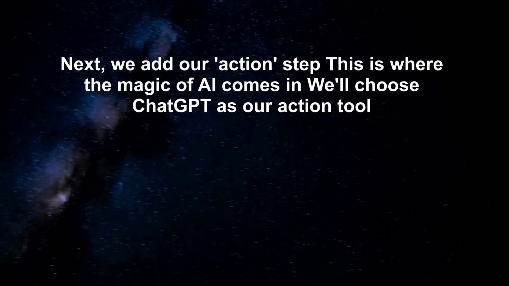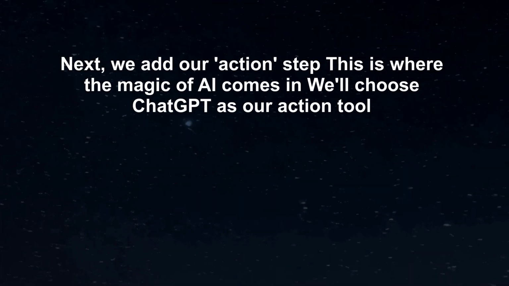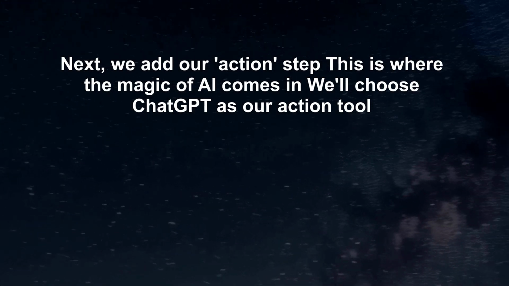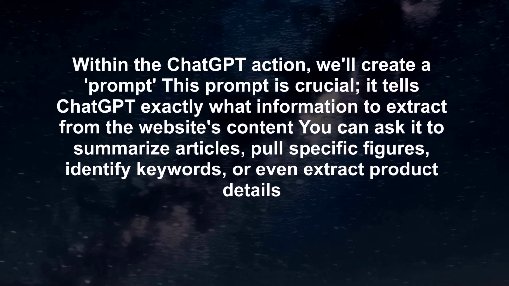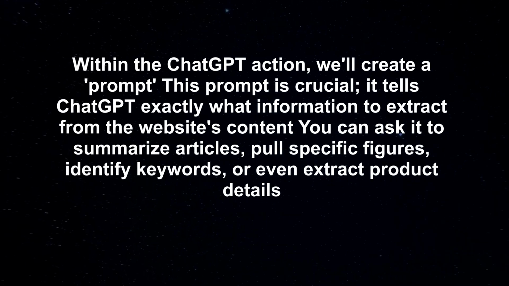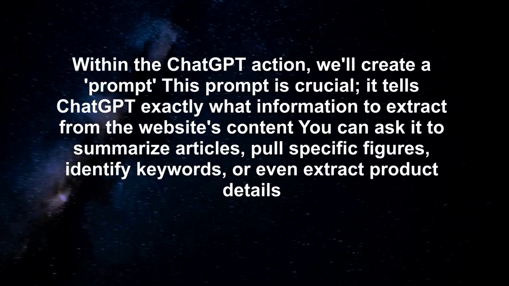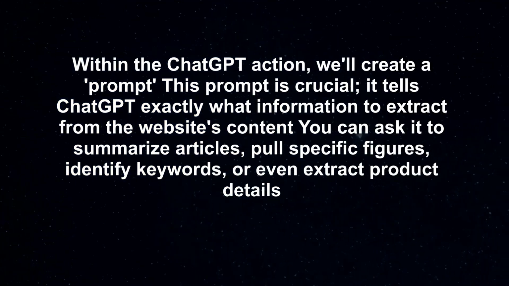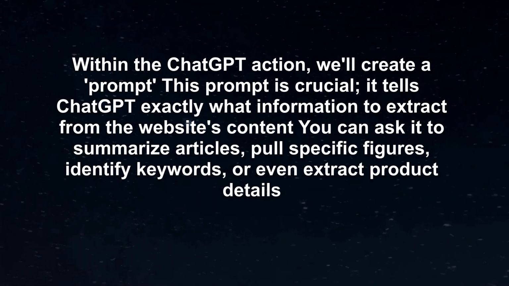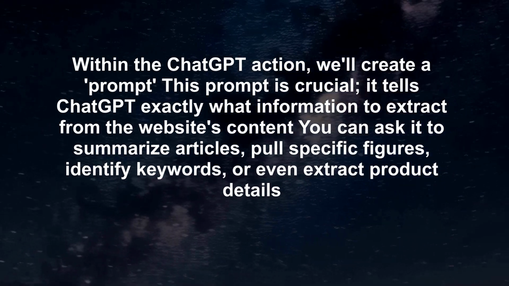Next, we add our action step. This is where the magic of AI comes in. We'll choose ChatGPT as our action tool. Within the ChatGPT action, we'll create a prompt. This prompt is crucial. It tells ChatGPT exactly what information to extract from the website's content. You can ask it to summarize articles, pull specific figures, identify keywords, or even extract product details.